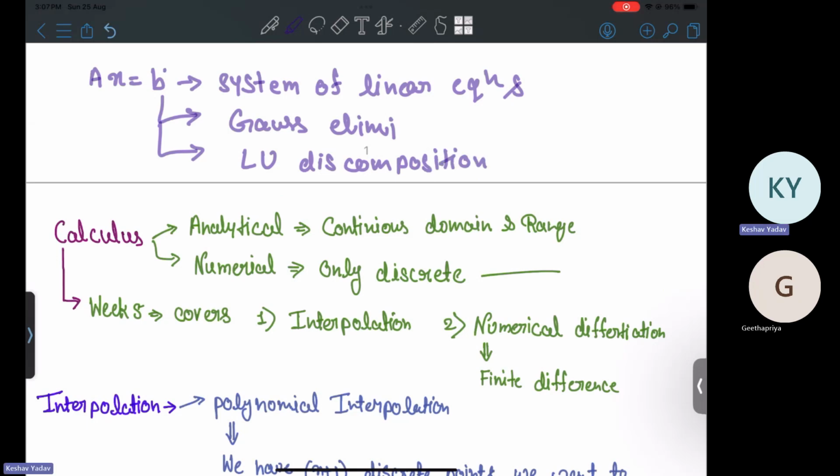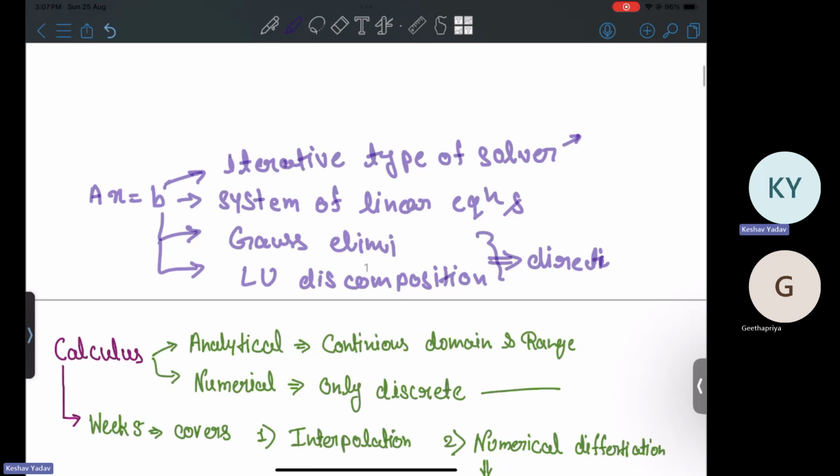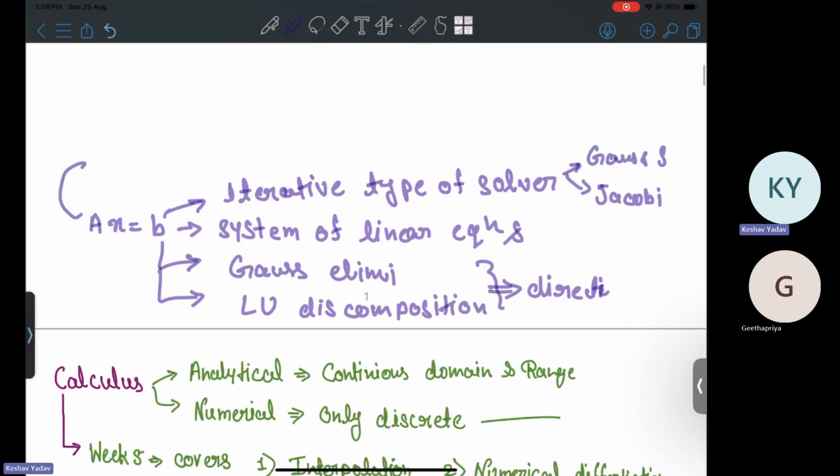These two methods are called direct type. And then we have also seen iterative type of solver. In iterative type of solver, we have seen Gauss-Seidel and Jacobi iteration. Then after that, what we have covered?